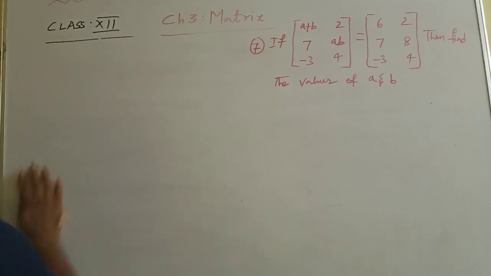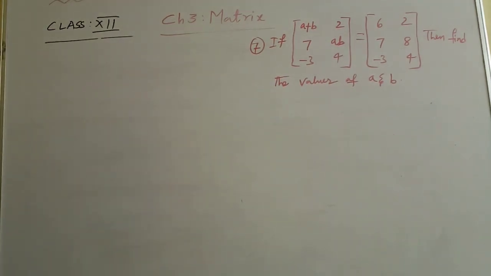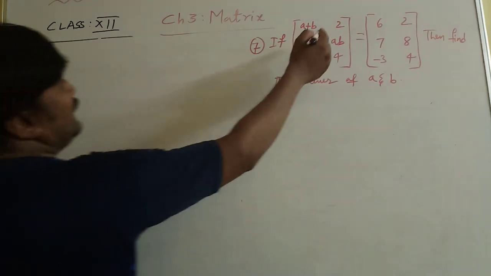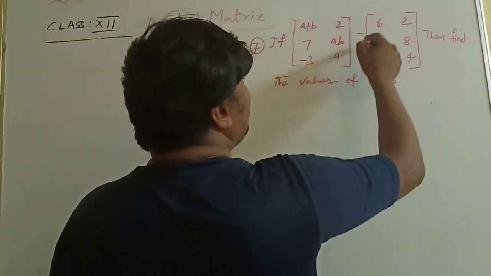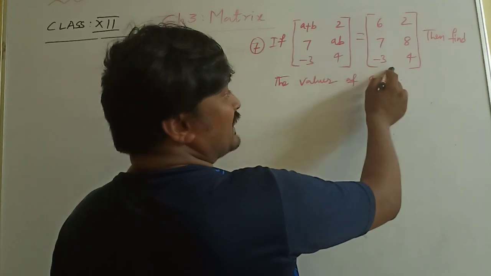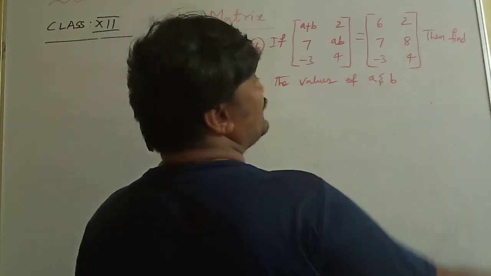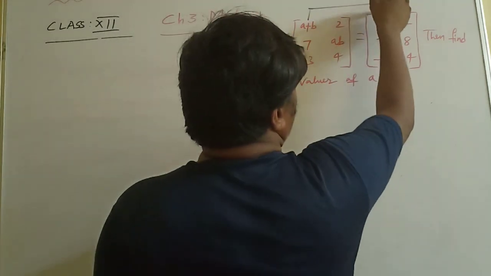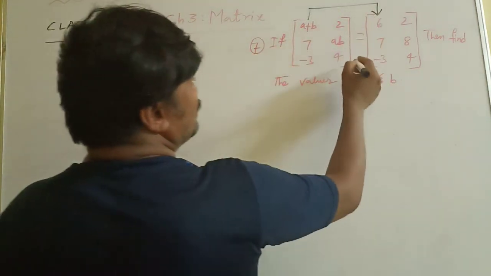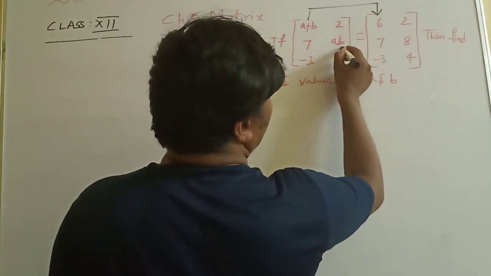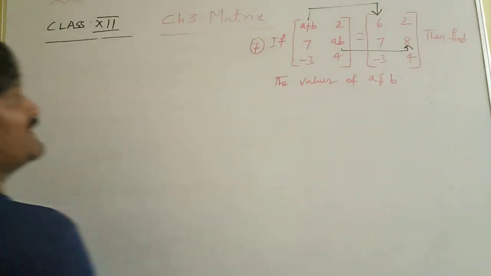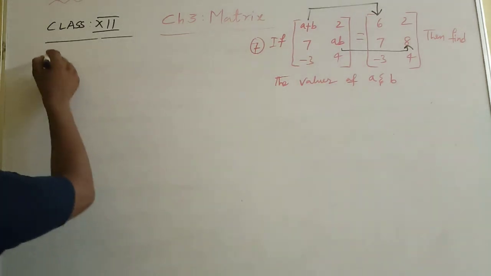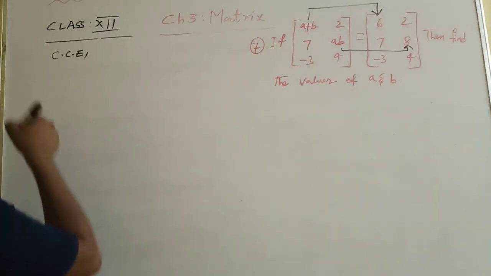Just a 7th problem. Okay. In this 7th problem, they have given that the two matrices are equal, so find the values of A and B. If both are equal, first you need to compare corresponding elements. A plus B is equal to 6 and AB is equal to 8.